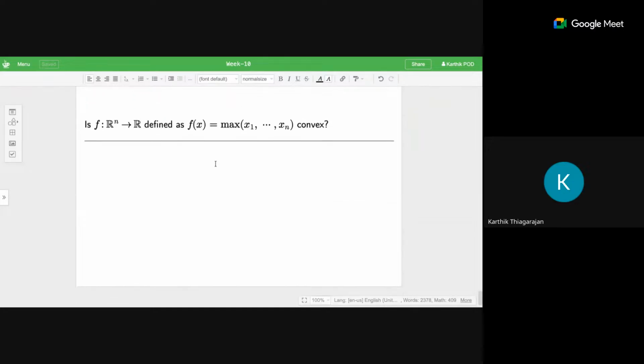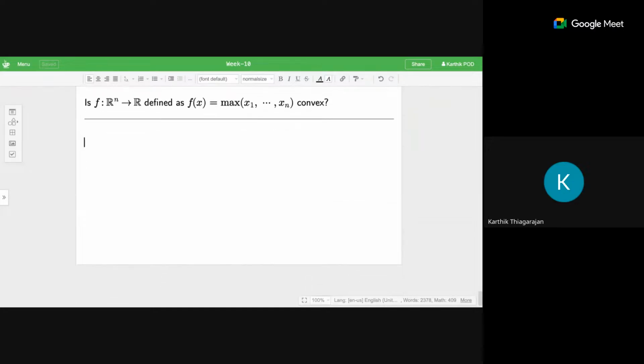You have max of x1 to xn. So this is actually kind of a norm that we haven't studied so far, but this is what is called the infinity norm. If you put absolute value, it is the infinity norm, but it's closely related. But anyway, if you take the maximum, so what is this function? So for example, if n equal to 3, the function will look like this.